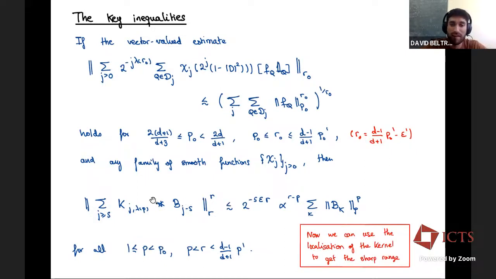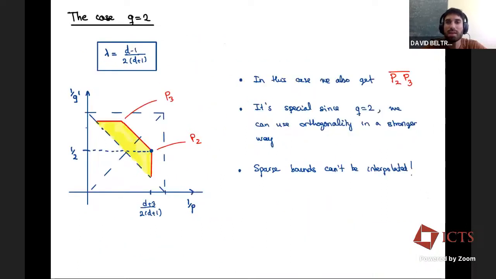So here, as I said, the key is that now we have the localization of the kernel to get the sharp range we have used. Okay, so let me just finish off by mentioning that in the case Q equals 2, we can not only obtain this vertical up to the P2 and horizontal up to the P3, we can also obtain the P2 and the P3 in the middle range.